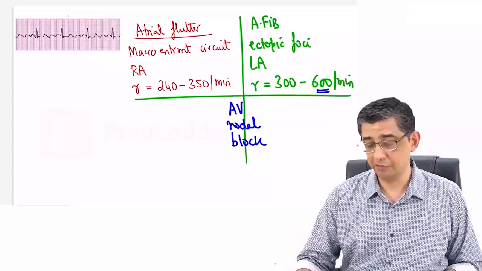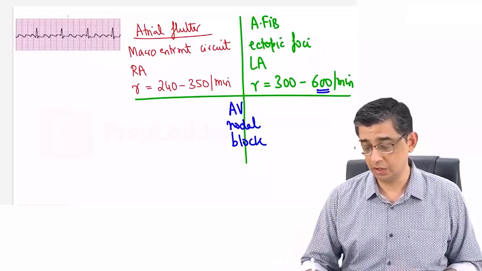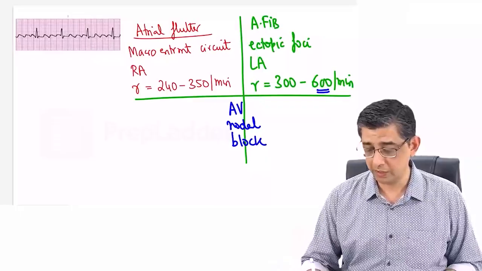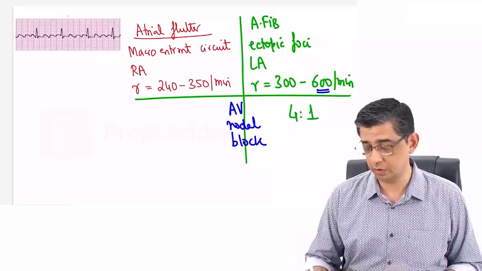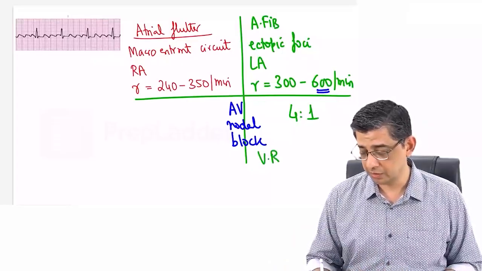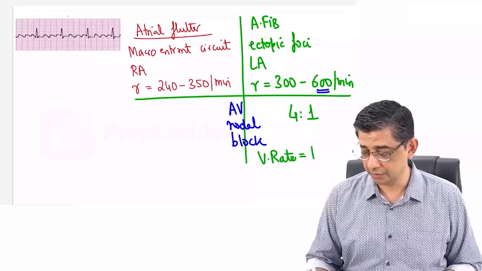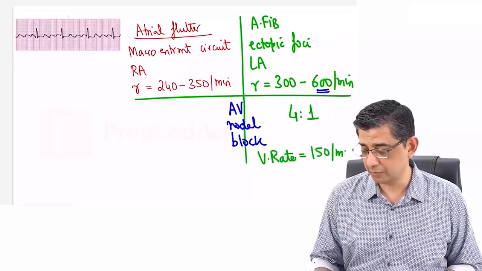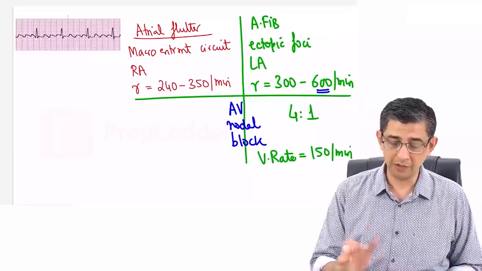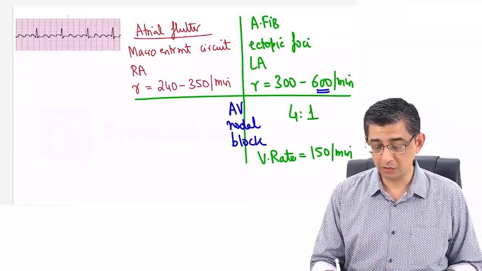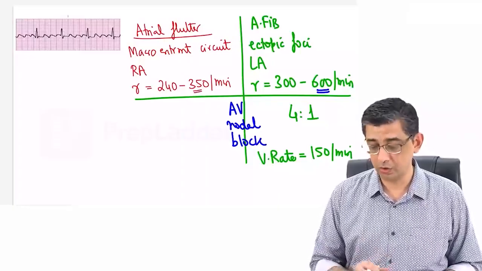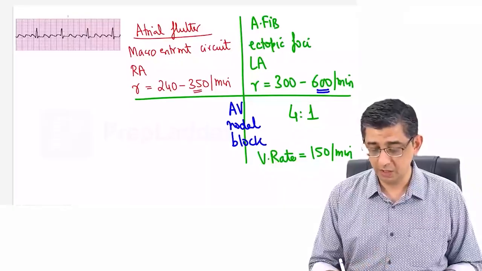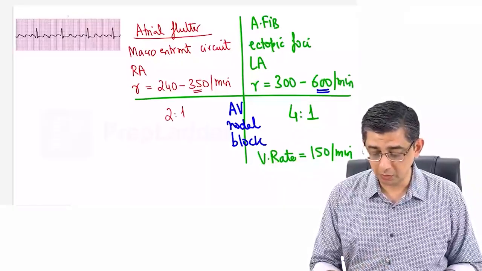I said if the frequency is higher, the AV nodal block will also be higher. So usually in atrial fibrillation, we might be having a 4:1 block. And if I apply mathematics here, 600 divided by 4, the ventricular rate of the patient will be 150 per minute. For the left hand side, what I'm saying is, because the frequency is relatively lower, because of this lower frequency, the AV nodal block will also be of the lower grade.